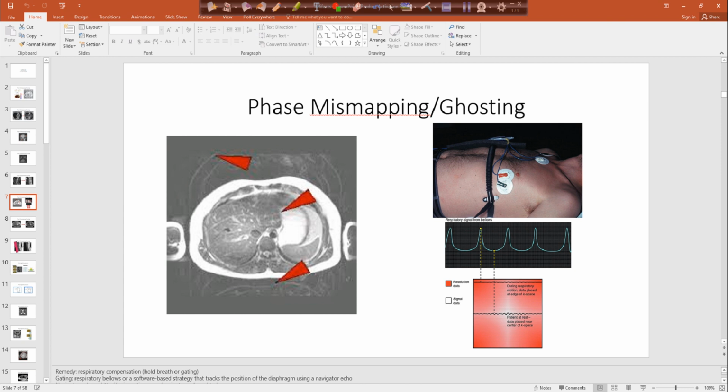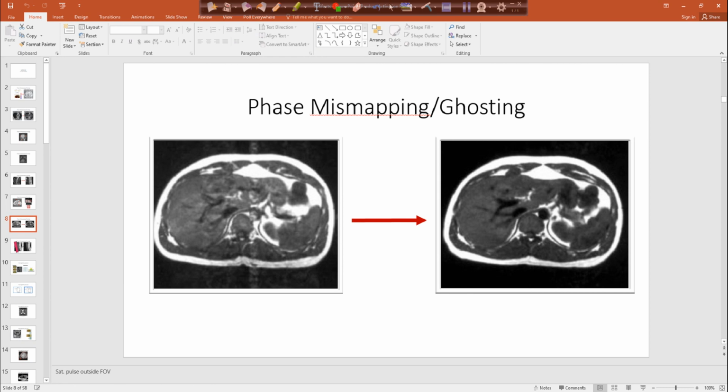And sometimes, in the abdomen, we can't really compensate for it, so what we have to do is use our respiratory compensation, where we image during expiration, and then we stop imaging during inspiration, where the chest cavity is moving. So we are just imaging during these times so that we don't get this. So we can use the bellows, or we could use that navigator where we put it right on the top of the liver, the dome of the liver, and image that way.